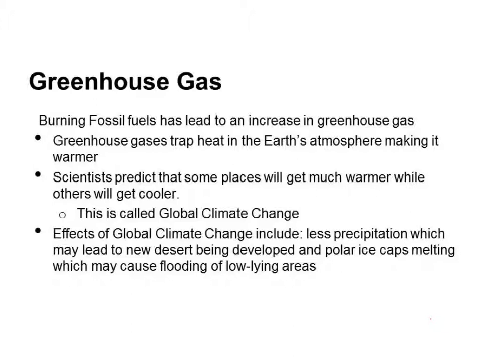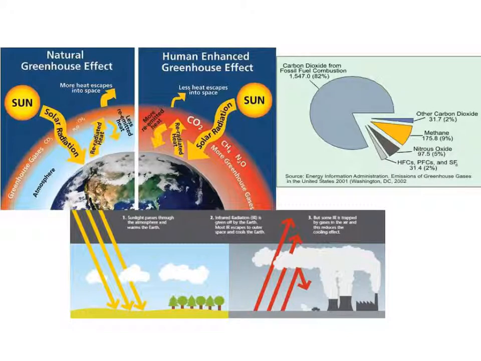As these polar ice caps melt, the ocean levels rise, and you get localized flooding in certain areas. So these greenhouse gases are a pretty serious thing. They're affecting our environment right now. These pictures show a couple of different things. This first one has two sides, the natural greenhouse effect and the human enhanced greenhouse effect. The natural one shows how we have solar radiation coming in. It is reflecting off the Earth, and we have some greenhouse gases out in our atmosphere. When we have fewer, more heat escapes into space, and this is not the end of the world.